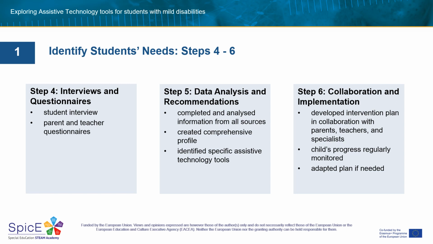Step 5. Data analysis and recommendations. The information from all sources should be compiled and analyzed to identify patterns, strengths, and learning gaps. After that, a comprehensive profile can be created summarizing the child's cognitive abilities, academic skills, learning styles, and social-emotional needs.